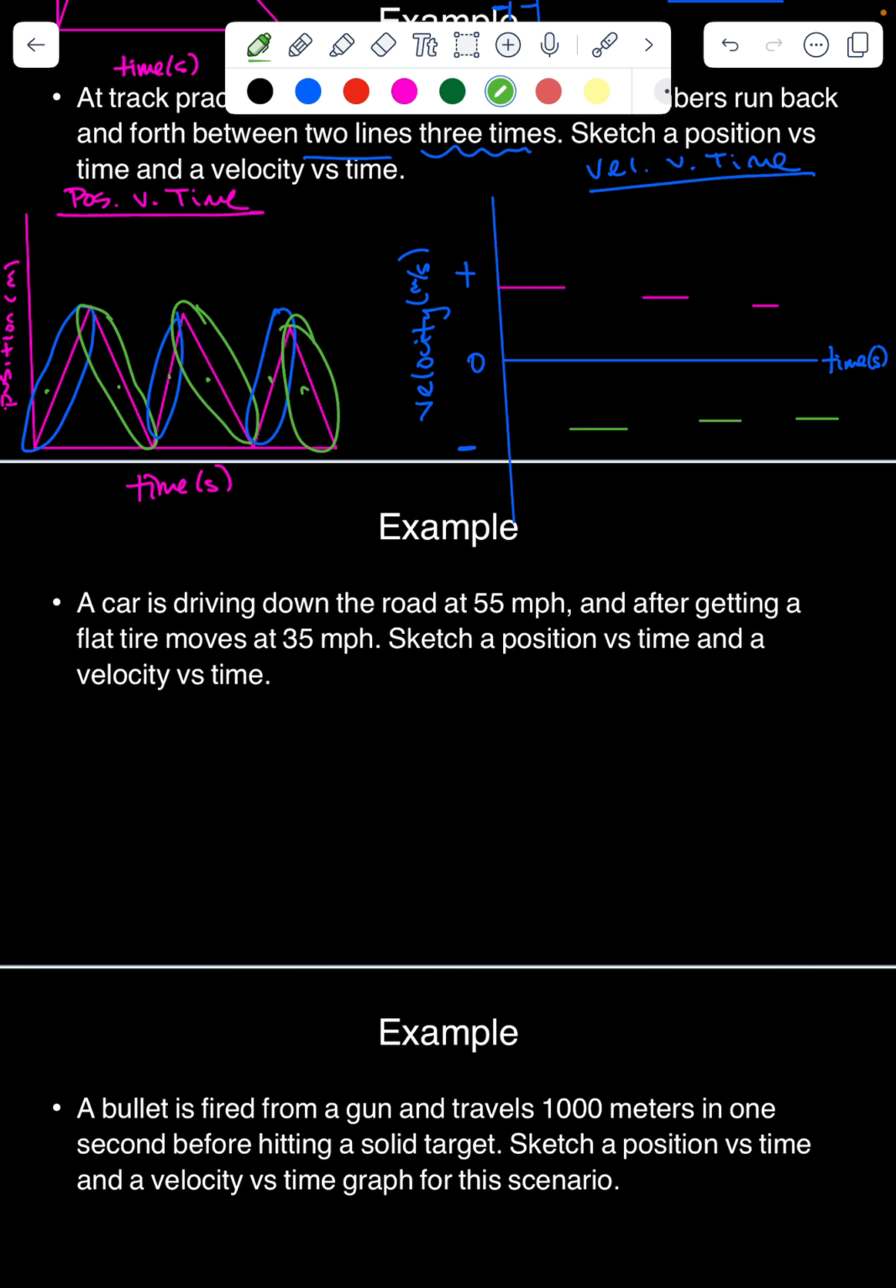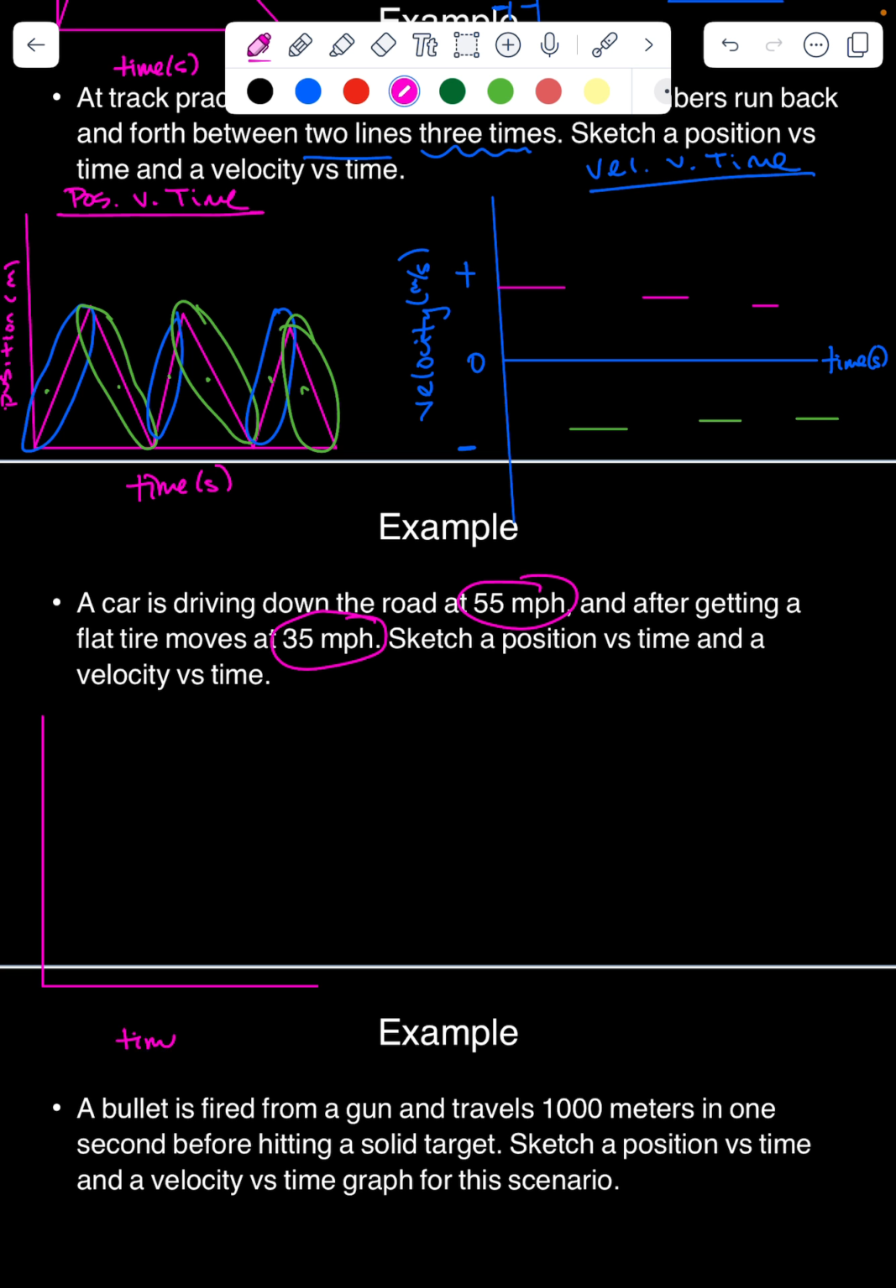All right, so for our fourth one, we're so close, y'all. Getting closer. A car is driving down the road at 55 miles per hour. But then it gets a flat tire and then moves at another constant velocity of 35 miles per hour. So if I wanted to sketch this position versus time graph, let's go ahead and set it up.